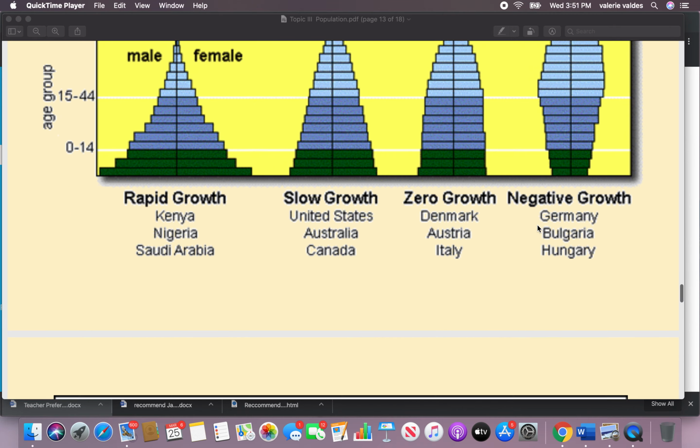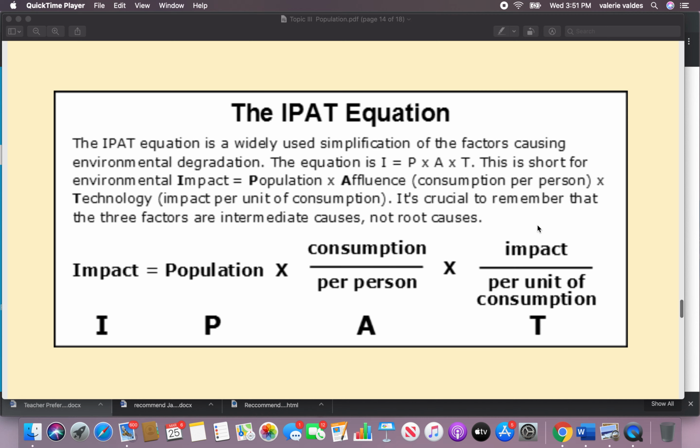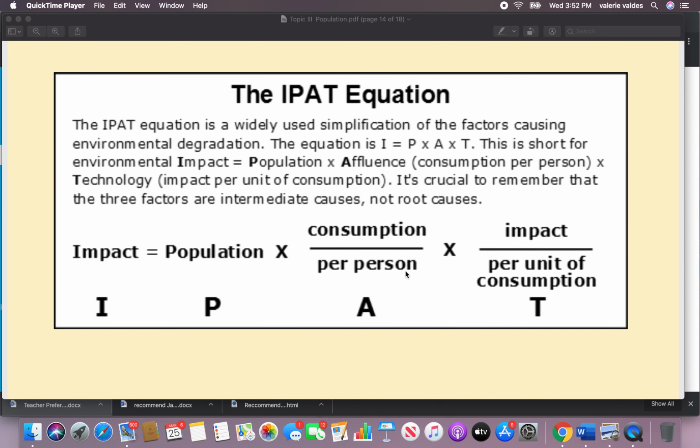And so this ties into understanding also the impact that a population can have. And so we can calculate that by the population times the affluence, which is a consumption per person, and also the impact, which is per unit of consumption, and that's really the technology available for that population. And so all these factors come into place in terms of our overall impact on the environment.